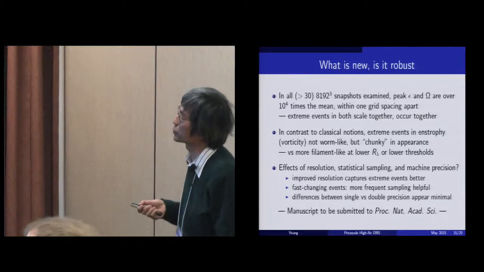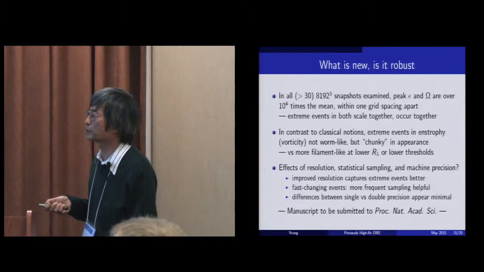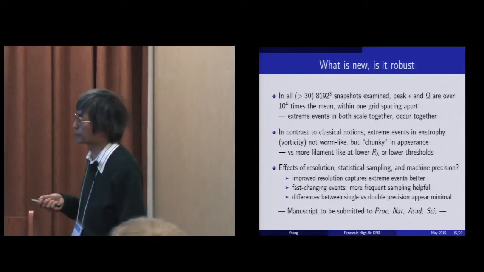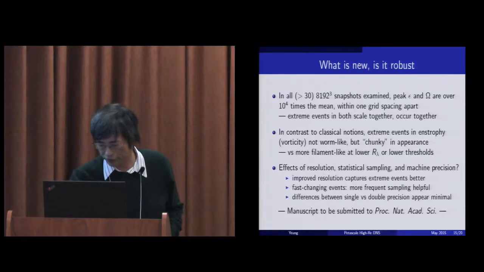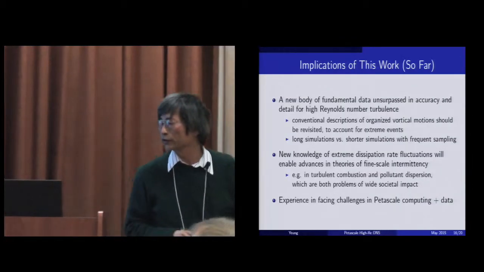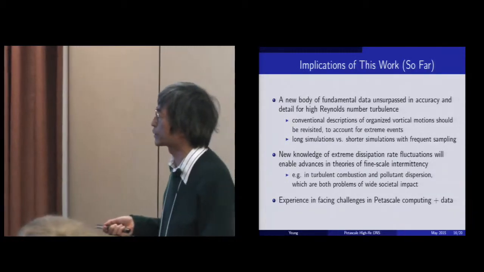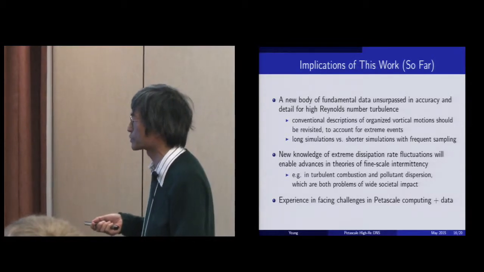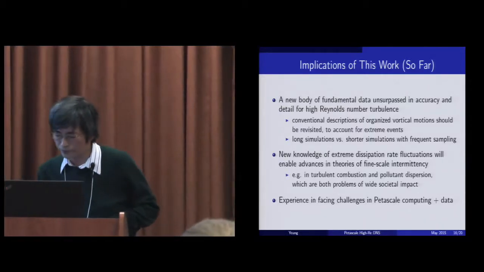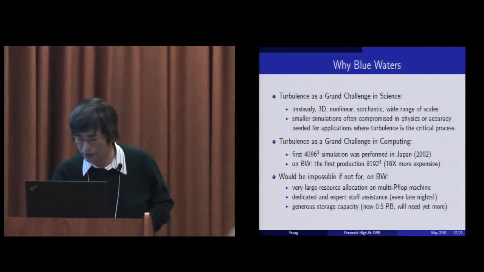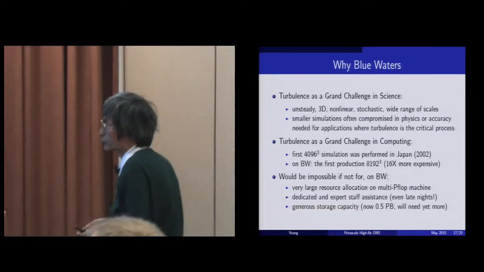But we should also ask ourselves: are the results robust? Are they affected by resolution, sampling, as well as precision? And we have a manuscript we're working on that we want to submit to the Proceedings of the National Academy of Science. And the implications of this, I think, are that we have more understanding of turbulence, and that we're going to use that for improving theories of fine-scale intermittency. And I think our experience of facing the challenges in petascale computing has been worthwhile.